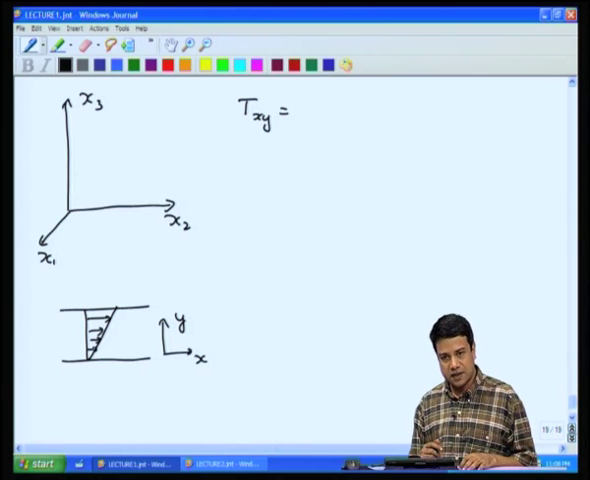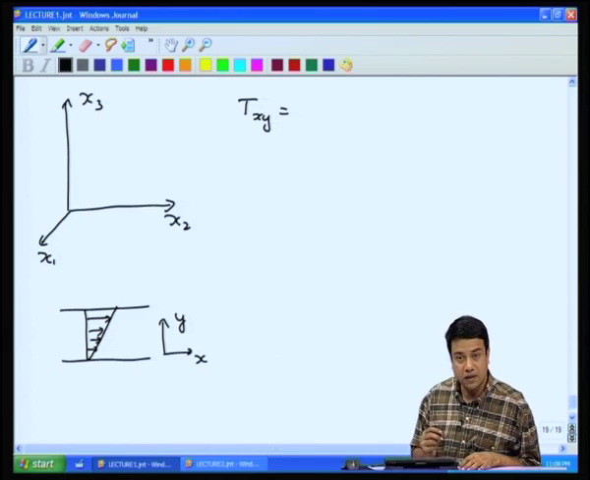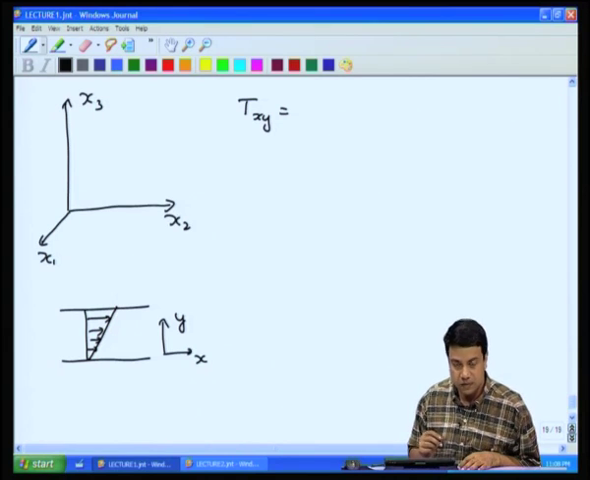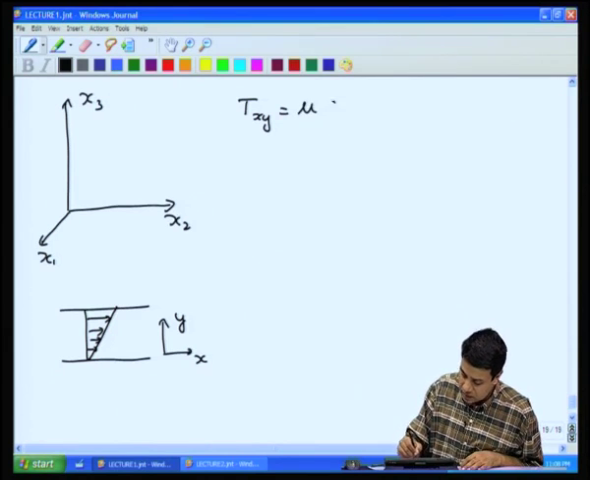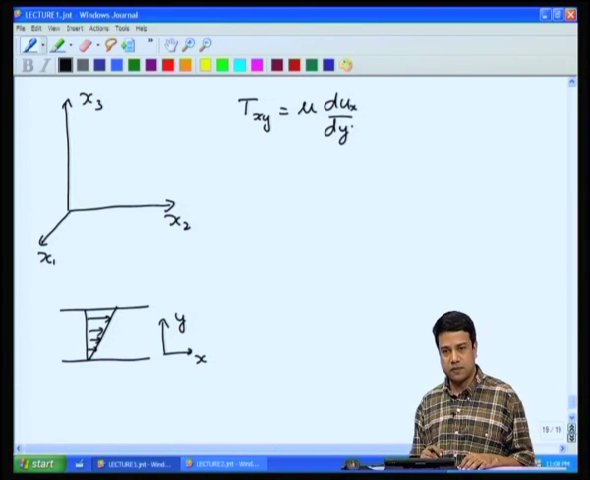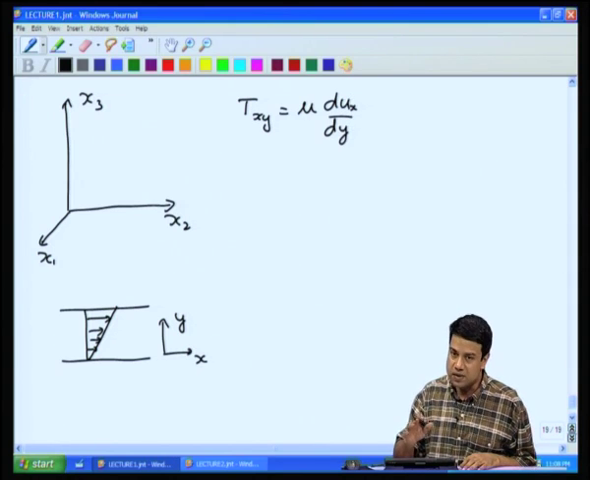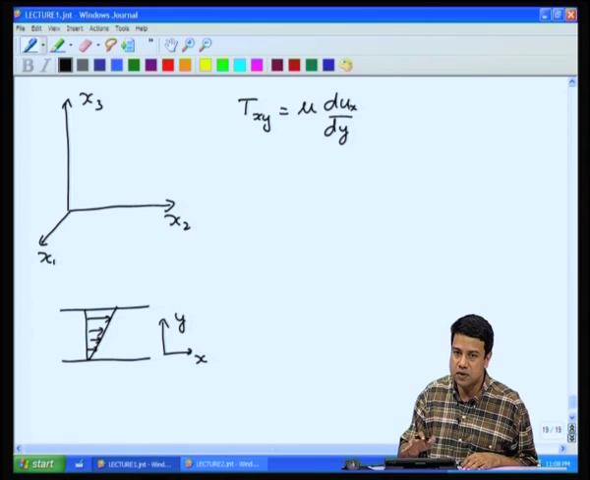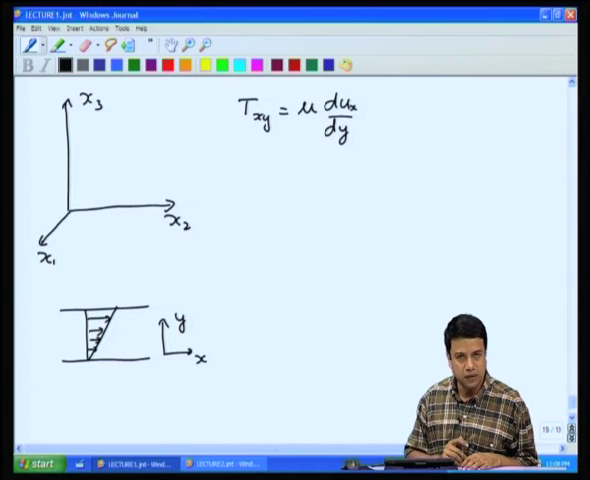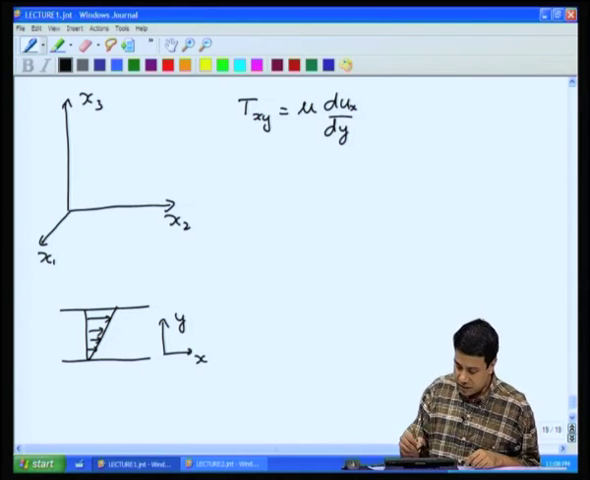The shear stress acting on the surface is given by Newton's law of viscosity, mu du_x/dy, if there is a linear velocity profile and only one directional flow. We will see a little later that this is not the most general form. This is only when you have one directional flow for a linear velocity profile. Okay. What is the definition of the stress?